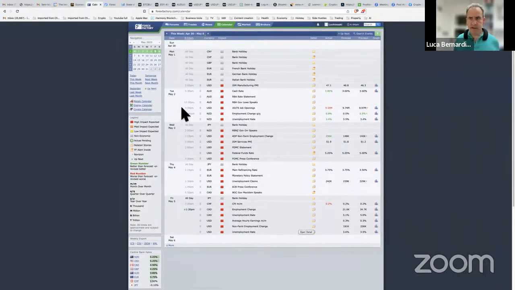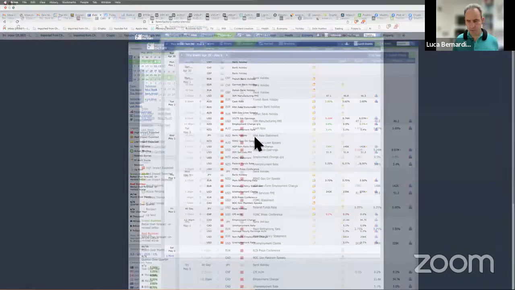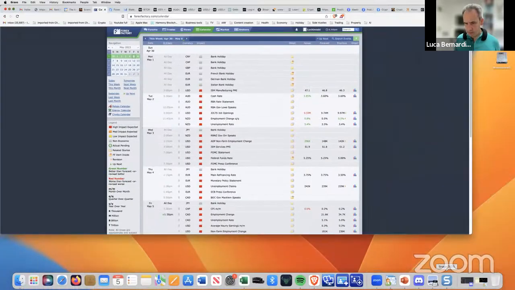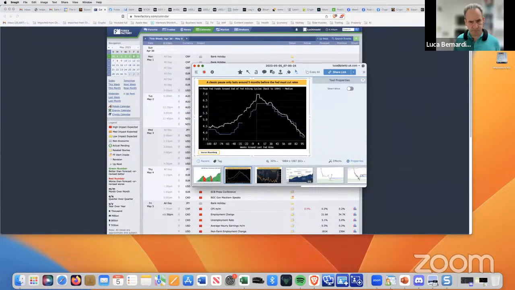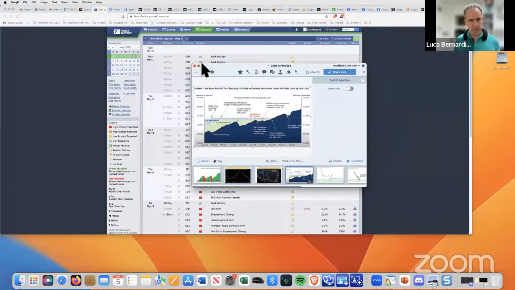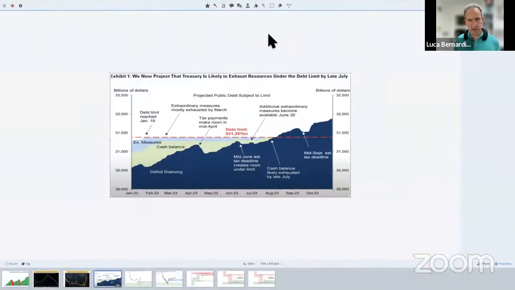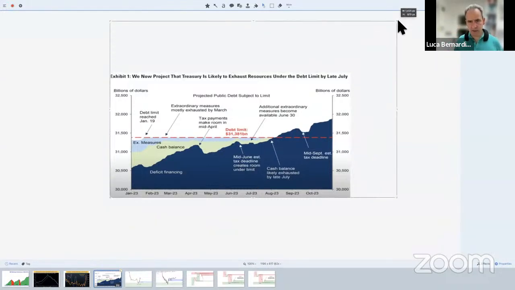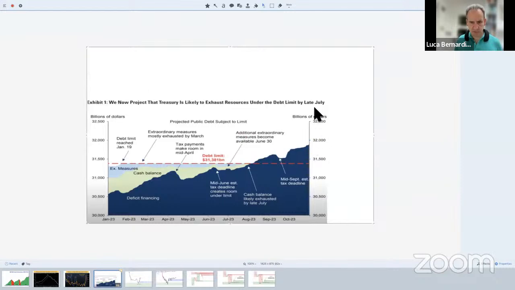Now, if I take you to some images. Can you see this my screen with the debt ceiling graph? Yes, okay. And what we can see, just make it a little bit bigger. Okay, doesn't matter. If you can see here, this is the debt ceiling.